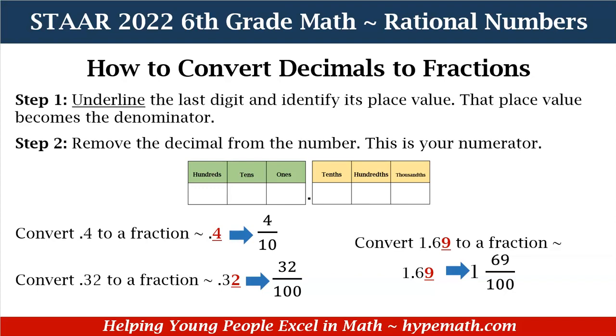Now let's look at converting 1.69. Since this is a mixed number, our whole number is going to stay the same. All we're going to do is focus on our 0.69. Again, we are going to underline our last digit. That is 9. That is in the hundredths place. And we are going to have 100 as our denominator, drop our decimal point, and put 69 as our numerator. 1 and 69 over 100 is my answer.